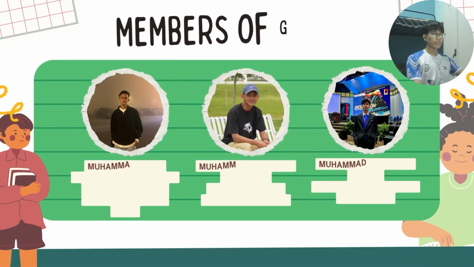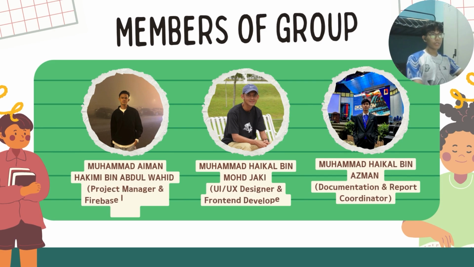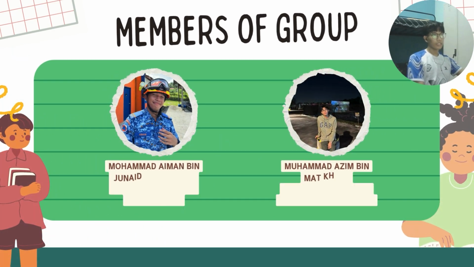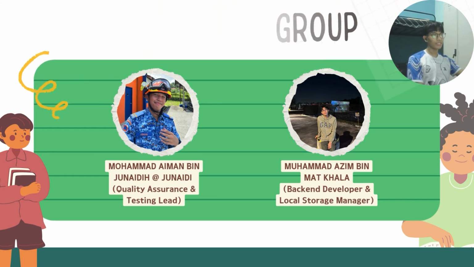I would like to introduce our group members, which consists of 5. First one, Mohammad Aiman Hakimi bin Abdul Wahid as project manager and Firebase integration leader. The second one is Mohammad Haikal bin Mohammad Jaki, UI UX designer and front end developer. Third one is Mohammad Haikal bin Azman, documentation and report coordinator. Next is Mohammad Aiman bin Junaidih as quality assurance and testing leader, and me, Mohammad Azim bin Khala, back end developer and local storage manager.